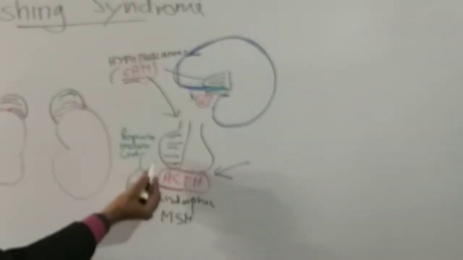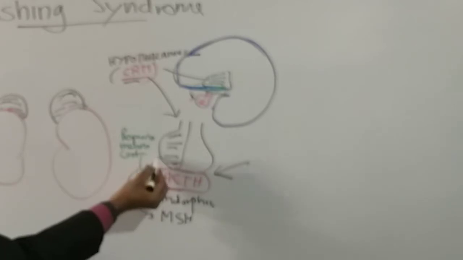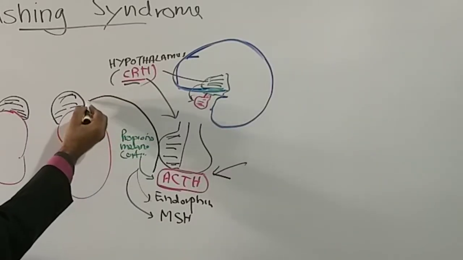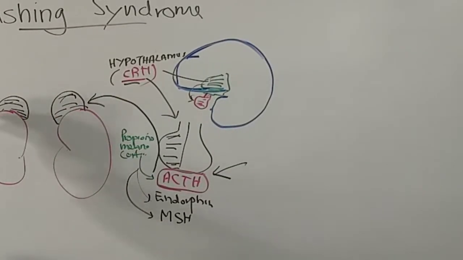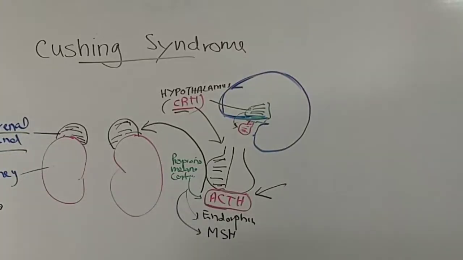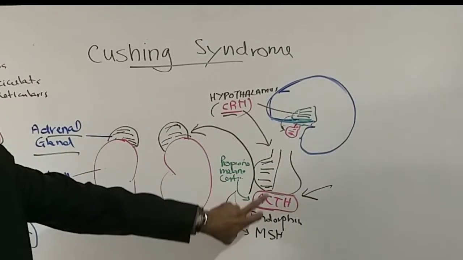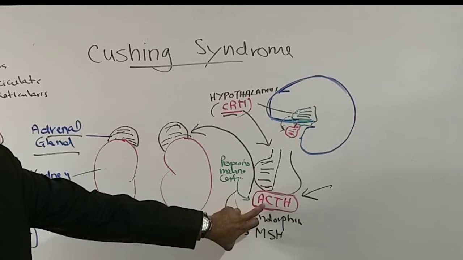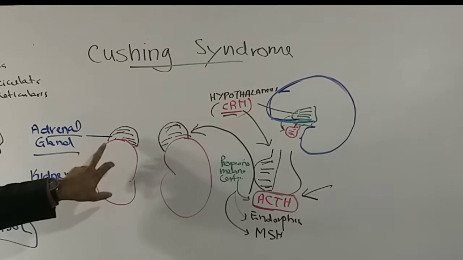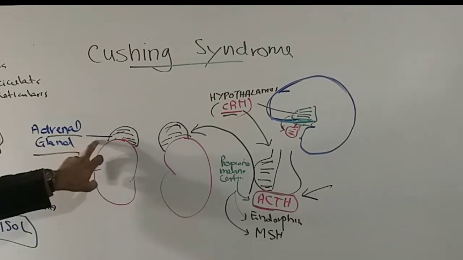Now this ACTH goes and acts on the adrenal gland, and it stimulates the adrenal gland, its zona fasciculata portion, to produce cortisol. So the hypothalamus has its effect on the anterior pituitary, and the anterior pituitary through ACTH has its effect on the adrenal gland.